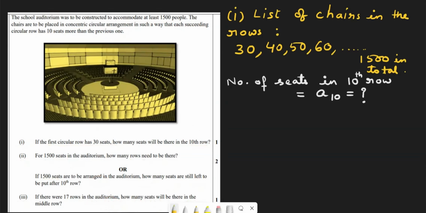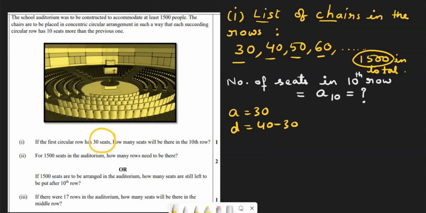So let's begin. For the first question, I have written the list of chairs placed in the rows. According to the question, if the first circular row has 30 seats and every next concentric circular row has 10 more seats, the first term will be 30, then 40, then 50, then 60, and in total 1500 seats are accommodated in that hall. So you know that the first term is 30. Common difference is a2 minus a1, means 40 minus 30 or 50 minus 40 or 60 minus 50. So it is 10.